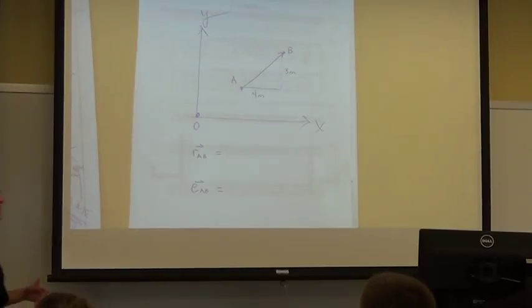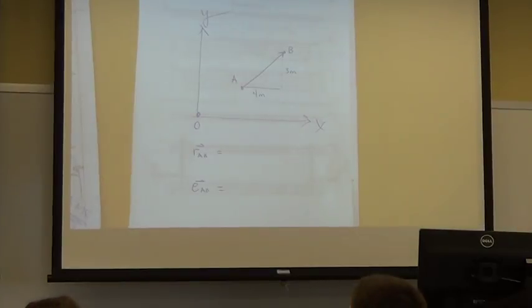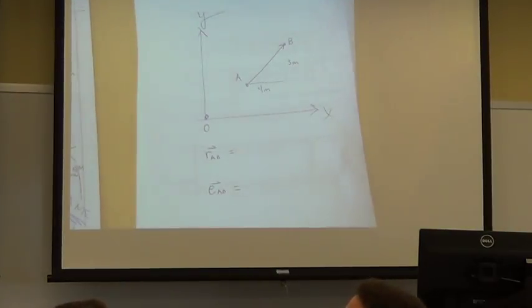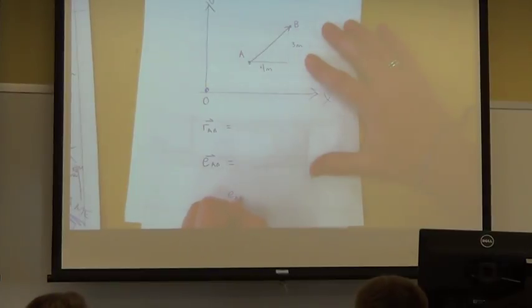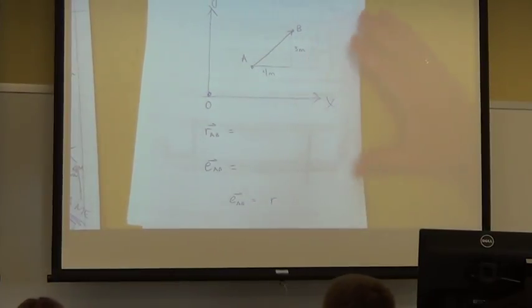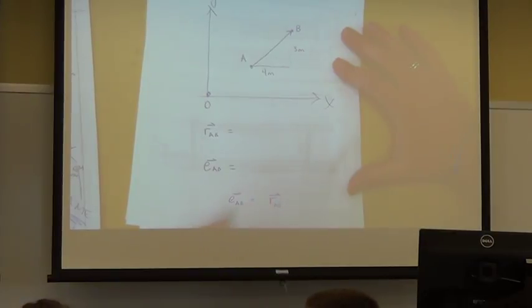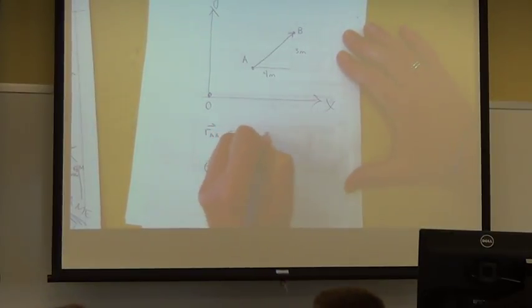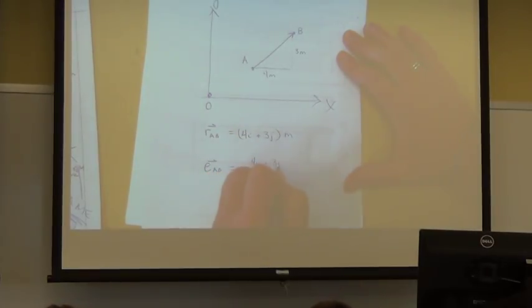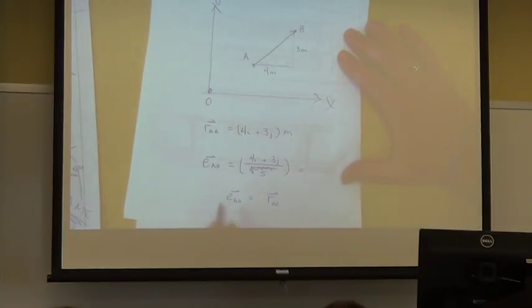Now, tell me what the relationship is between E and R. Give me an equation. E to the AB is equal to, tell me the relationship between these two. Okay, so this is 4I plus 3J meters. Right, this is 4I plus 3J over 5, which turns out to be whatever it turns out to be. So what's the relationship between E and R? E equals RAB divided by the magnitude of RAB. That's correct.